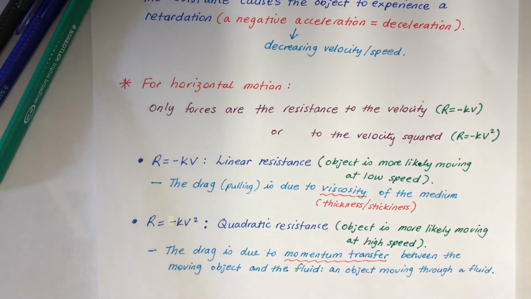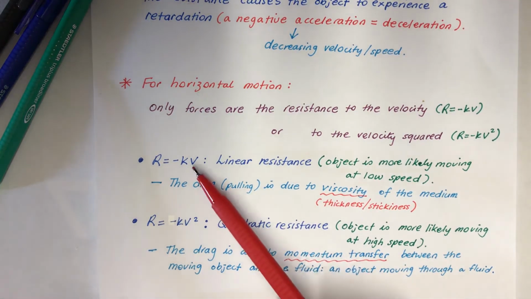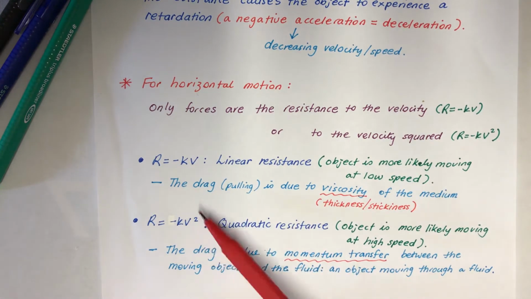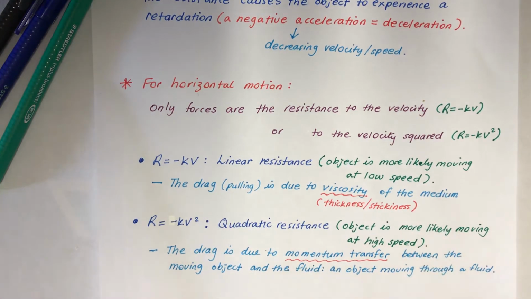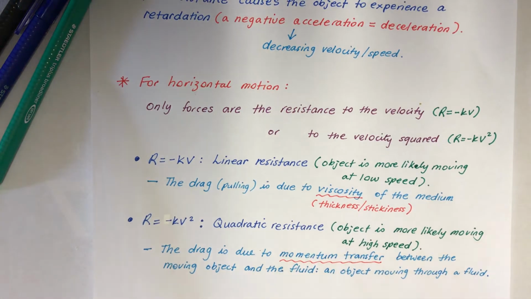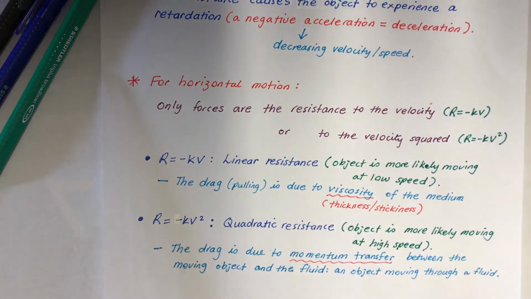Okay, and whereas a quadratic resistance, which is R equals minus kV squared, the object is more likely moving at high speed. Well, if you think about it, it's a V and a V squared, so this will be a lot higher. So it's a bit more high speed. And the drag is due to the momentum transfer between the moving object and the fluid. So it's easier to get through quicker in the fluid than the thickness of the solid, isn't it? So that's what that is. Next one.